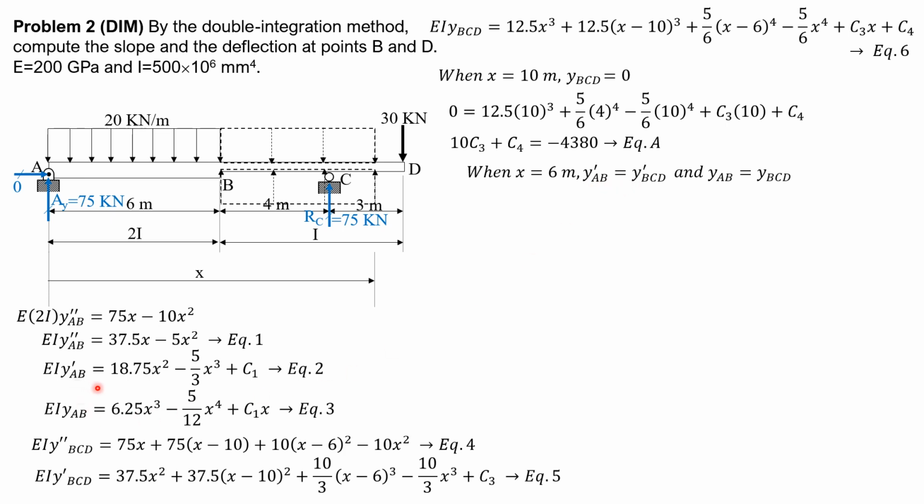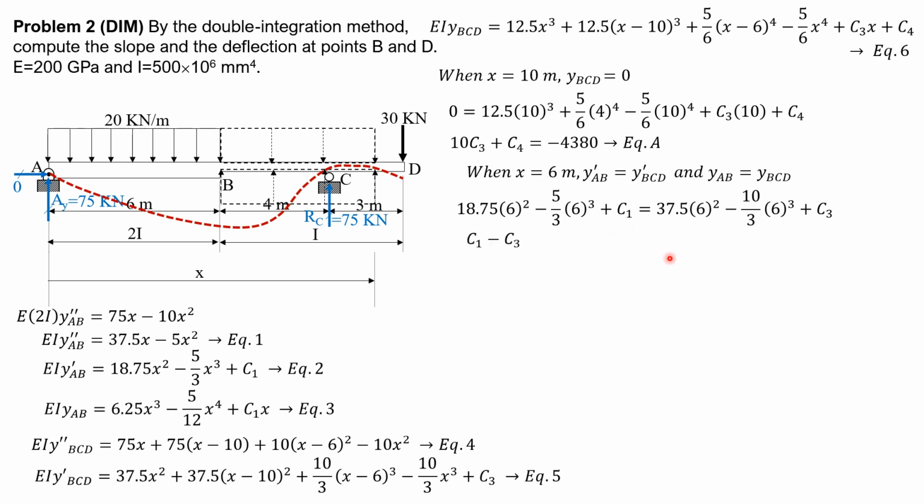Y prime AB when x is 6, so 18.75 times 6 squared. So this is the anticipated elastic curve. So 18.75 times 6 squared minus 5 thirds of 6 cubed plus c sub 1 is equal to 37.5 times 6 squared. This is ignored, 0. This is minus 10 times 6 cubed plus c sub 3. So simplifying, we have c sub 1 minus c sub 3 is equal to 315.